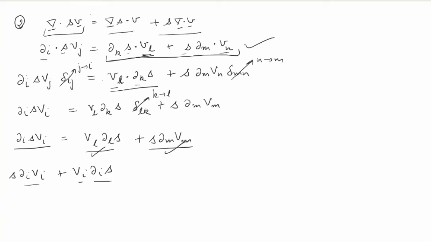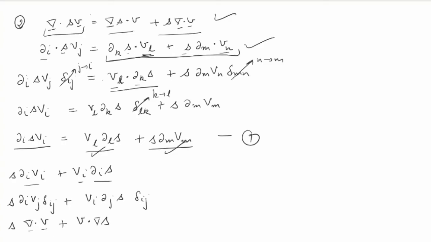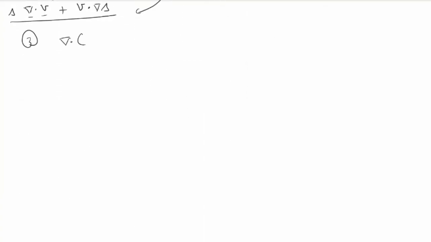So they are same. Now this can be written as del I Vj del Ij plus Vi del J S del Ij. So that means S del dot V, because Kronecker delta comes from here, and V dot del of S. So this is the same quantity as this. So here what we have done is we have used product rule when we had one scalar quantity and one vector quantity. The third question is del dot of V cross W is equal to W dot of del cross V minus V dot of del cross W.